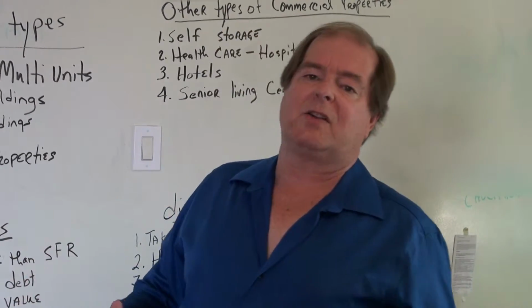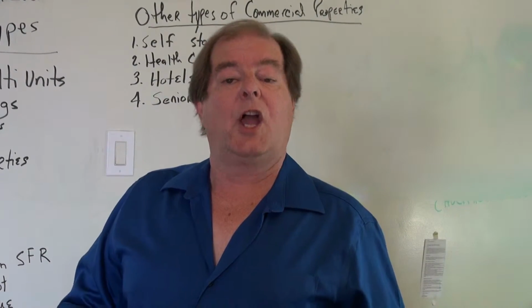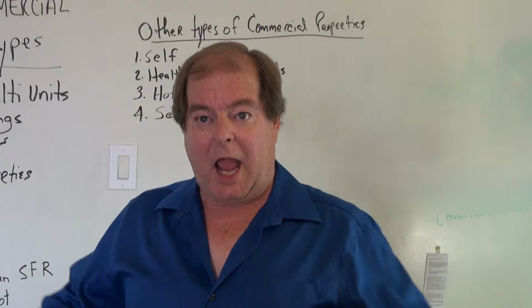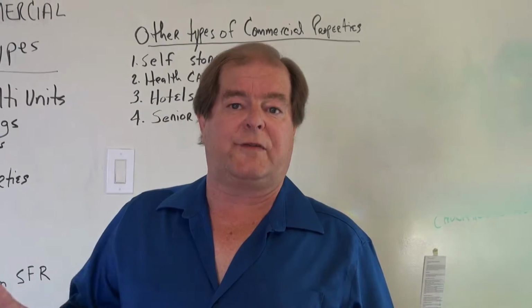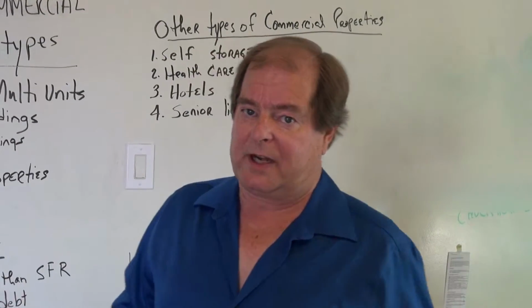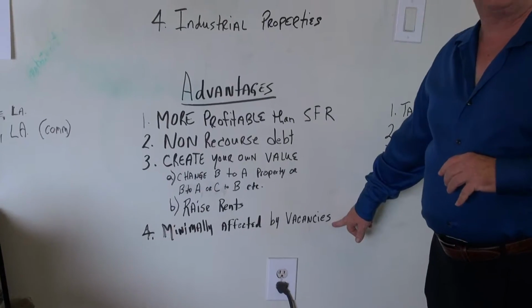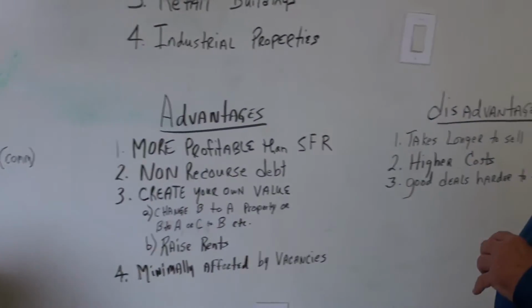Because first of all, on houses, when somebody moves out of your house, you have 100% vacancy. If you have a 20-unit apartment building and you lose 2 tenants and you have 2 vacancies, now you're at 90% occupancy. See the difference there? Okay. And I just explained that right here. Minimally affected by the vacancies.